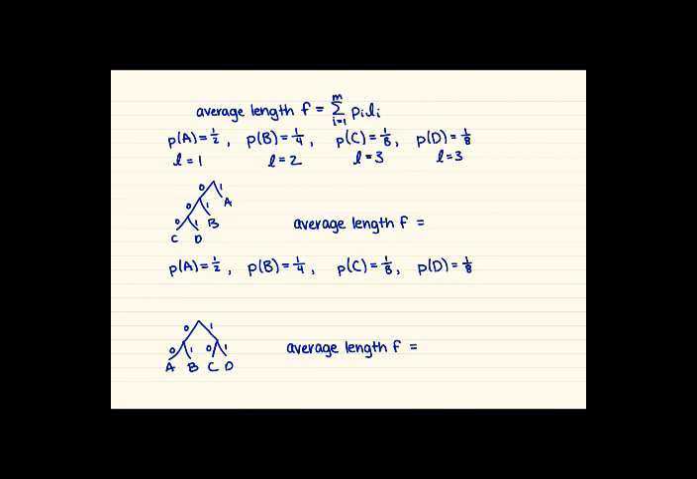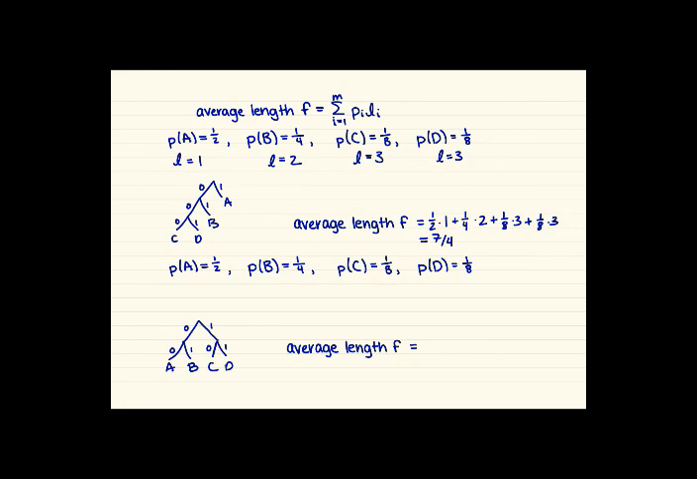So figuring out the average length, we work that out as adding together each probability times the length. So 1/2 times 1 plus 1/4 times 2 plus 1/8 times 3 plus 1/8 times 3. And this works out to be 7/4. So we get 7/4 for our average length there.